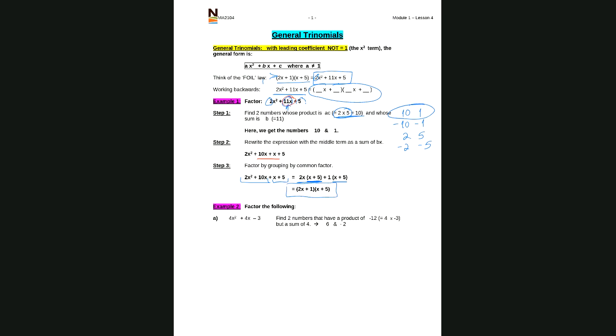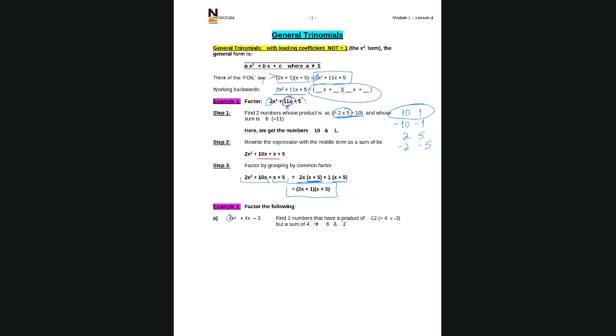Okay, so a hint, of course, is to always find a common factor first, and then we can use these 3 steps to factor our general quadratic trinomial. Okay, so for example 2a, the leading coefficient is not 1. Okay, so we have to do it the long way, the factor by grouping.